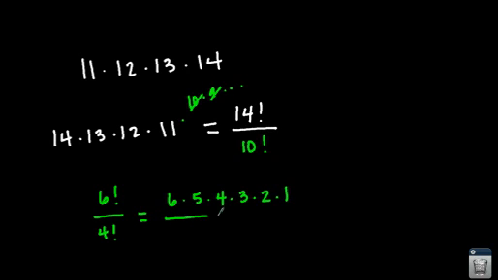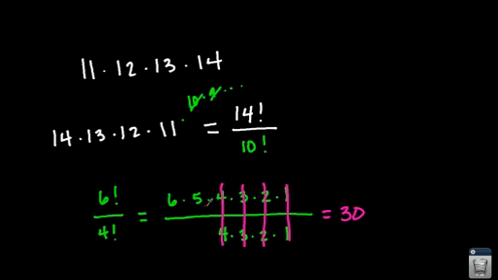Now, maybe you figured out what's going to happen now. Hopefully so. Well, 4 factorial is 4 times 3 times 2 times 1. What happens is 4 divided by 4 is 1. 3 divided by 3 is 1. 2 divided by 2 is 1. And 1 divided by 1 is 1. So we end up with a value of 30.